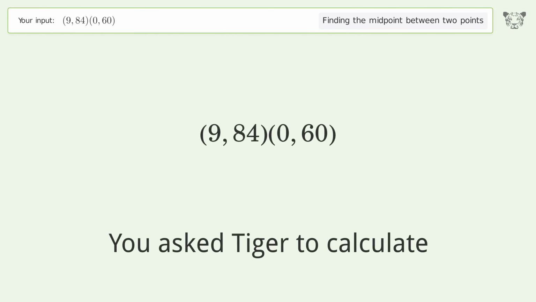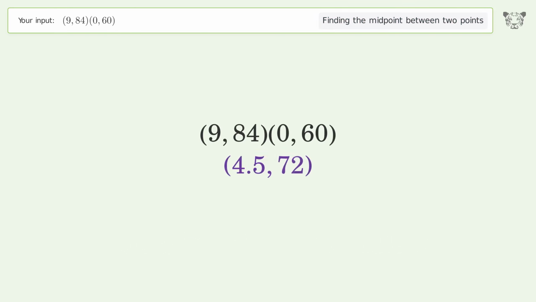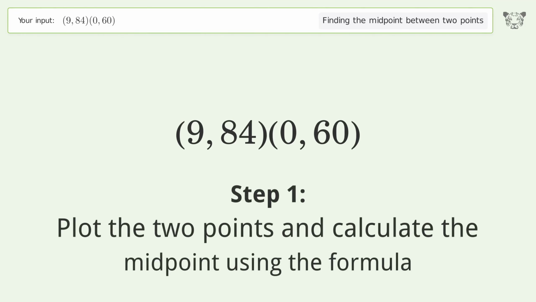You ask Tiger to calculate. This deals with finding the midpoint between 2 points. The midpoint between the 2 points is 4.572. Let's solve it step by step. Plot the 2 points and calculate the midpoint using the formula.